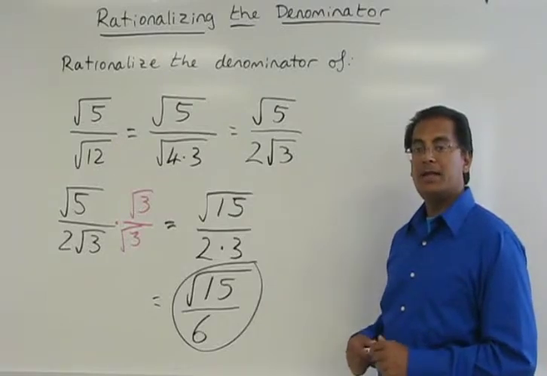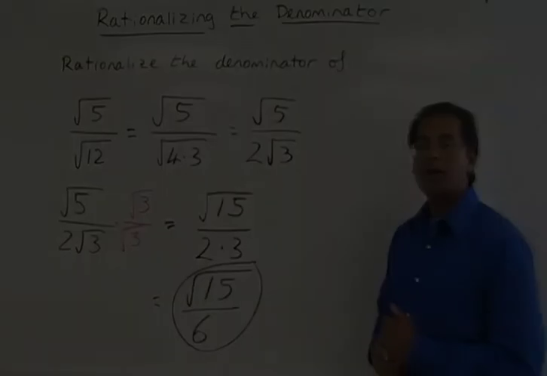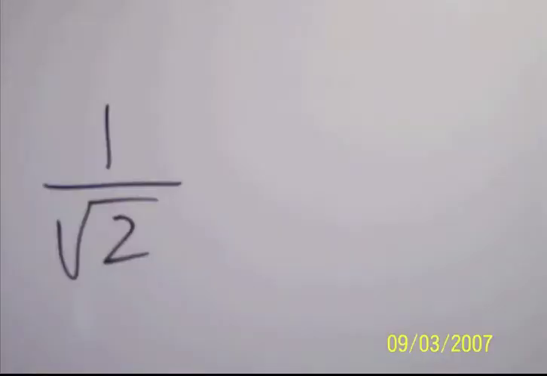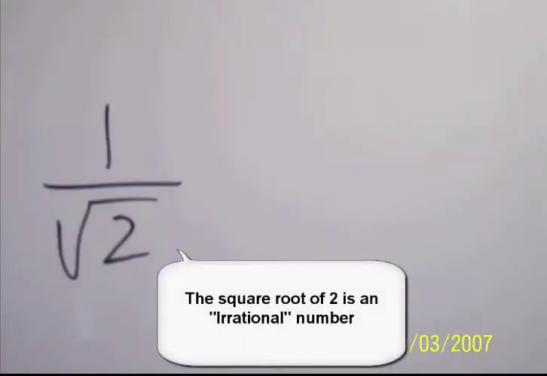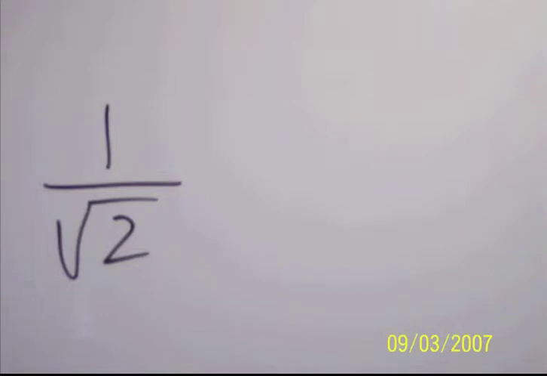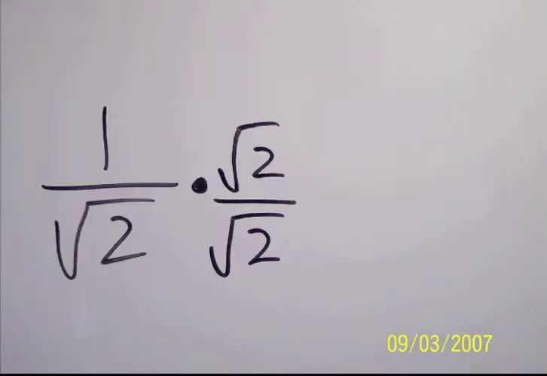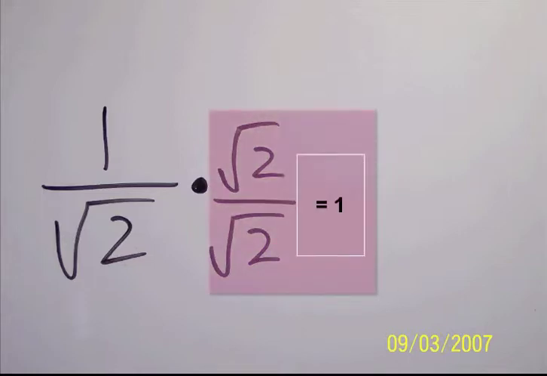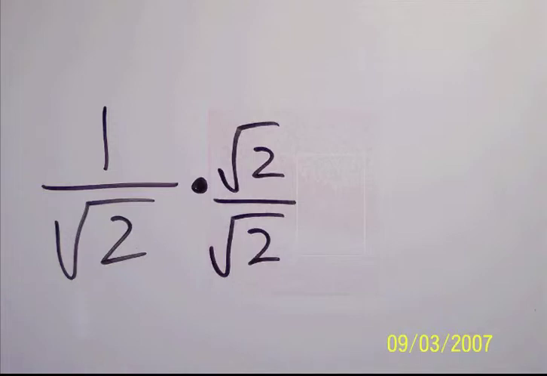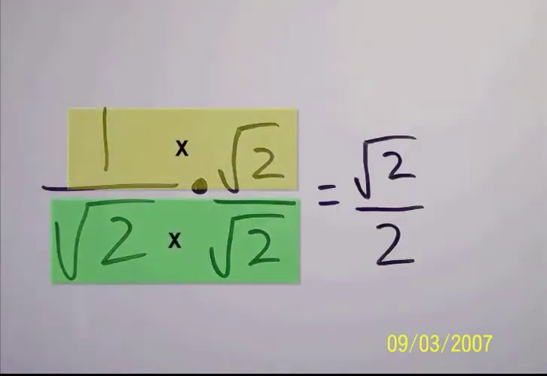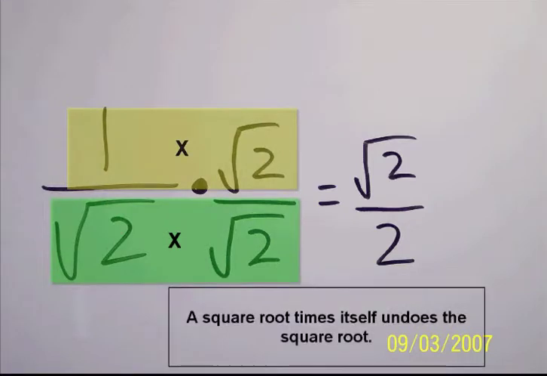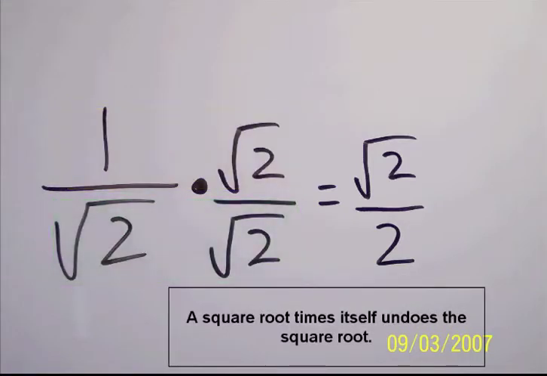Let's take some more complicated examples with rationalizing the denominator. Rationalizing 1 over the square root of 2. To do so, we will multiply 1 over the square root of 2 times root 2 over root 2, since root 2 is the irrational number. Notice we are multiplying by 1. Doing the multiplication, on the top we will get 1 times the square root of 2, which will equal the square root of 2, and on the bottom we will get root 2 times root 2, which will equal 2, since the square root times the square root undoes itself.